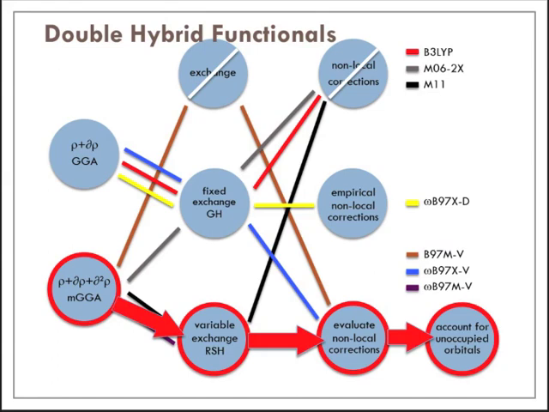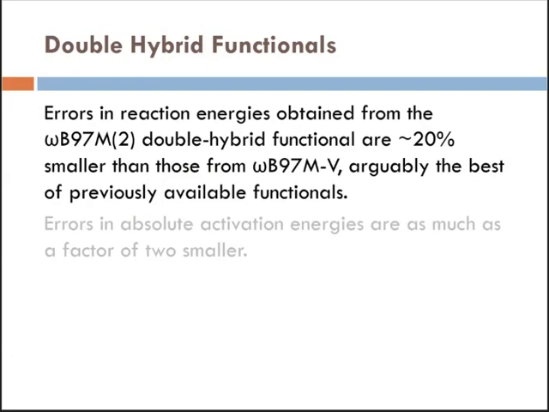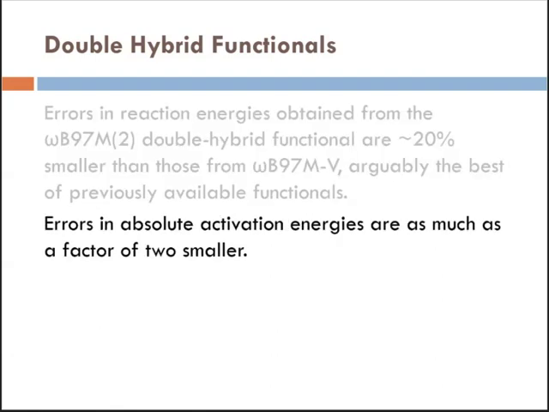These are very messy. When you apply this current generation, and the one now implemented in Spartan, there are actually several, which has got a terrible name, it reduces reaction energy errors by about 20%. That doesn't sound like much, but it reduces absolute energies, things like absolute activation energy, by about a factor of 2.